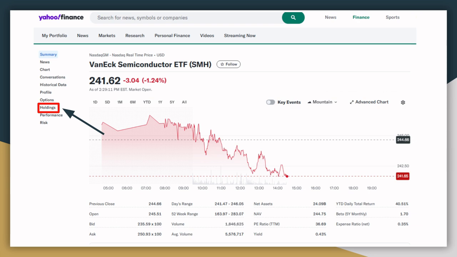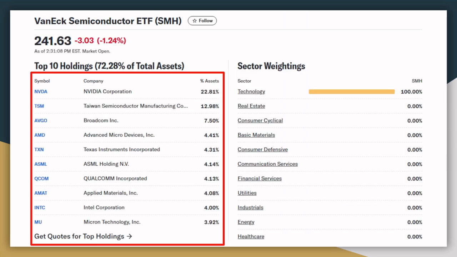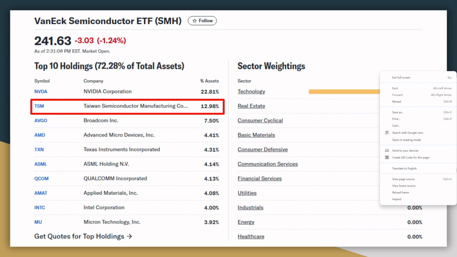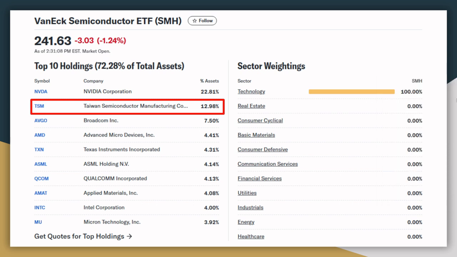Here you can see the 10 top holdings in this ETF and the weight of each holding inside the ETF. As of now, the second holding is Taiwan Semiconductor Company, ticker TSM. Maybe some investors would not want an exposure to Taiwanese companies because of the geopolitical risk, and therefore would like to avoid this ETF and instead buy an ETF holding only US-based companies.